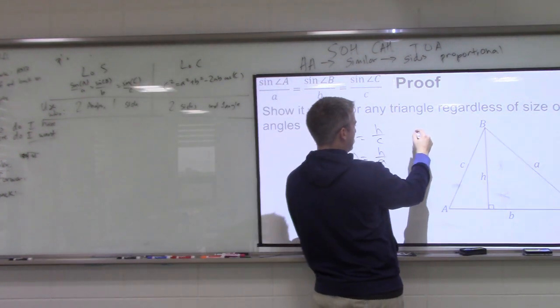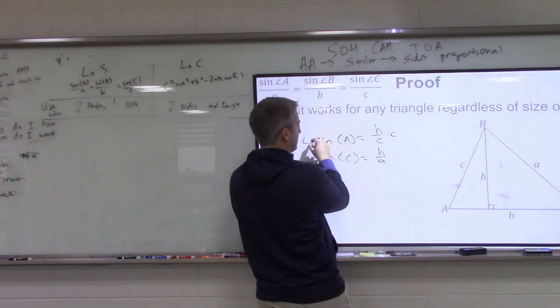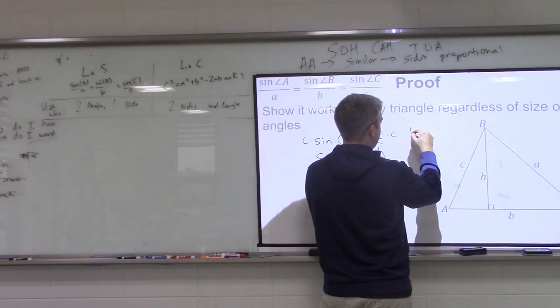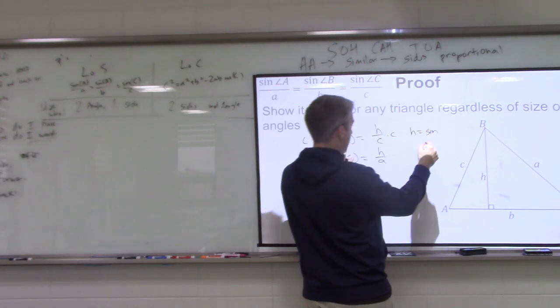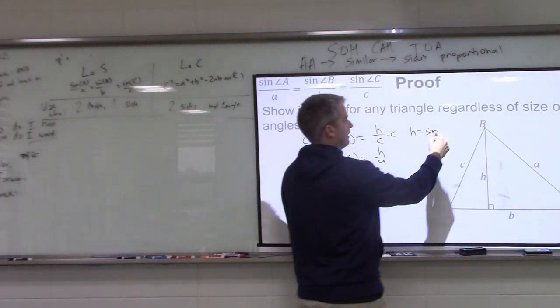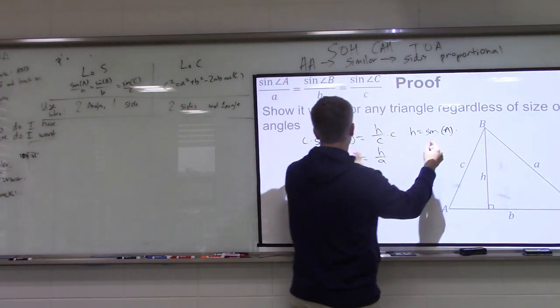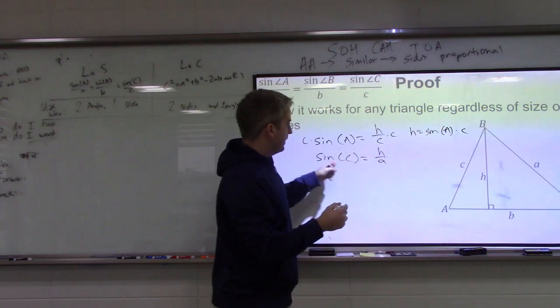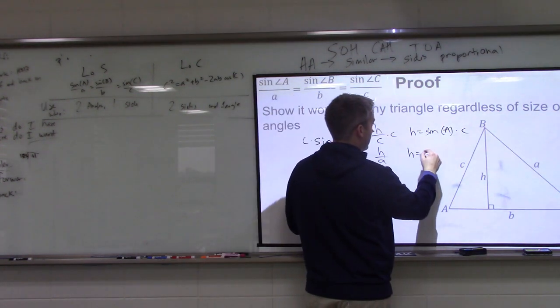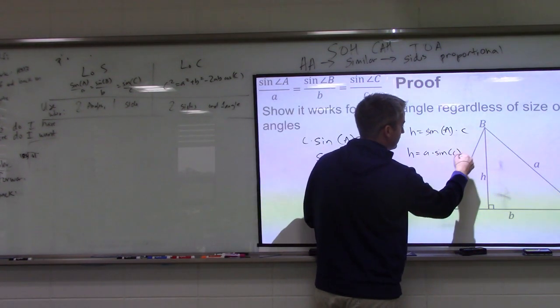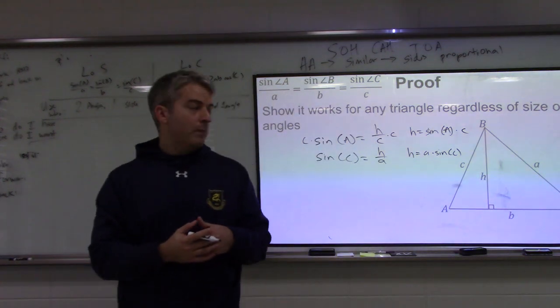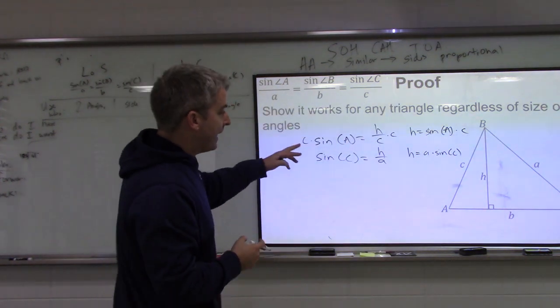We don't really like that there's an h in there, so we solve both of these for h. Multiply both sides by c, so h is equal to sine of A times C. And down here we get h is equal to A times sine of C. So for top and bottom, they're both equal to h.